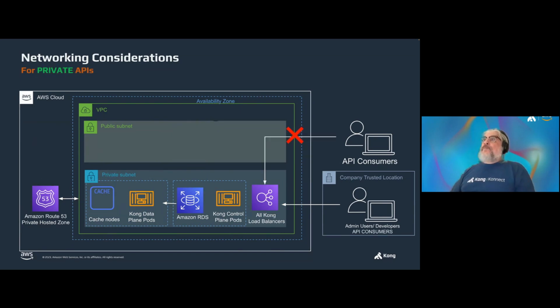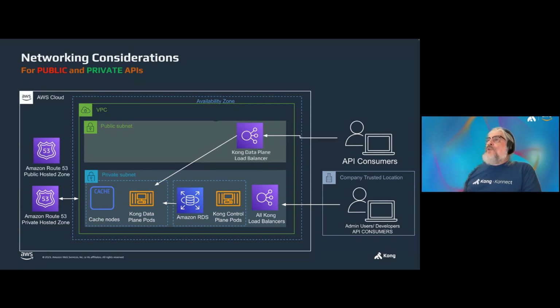So again, for private APIs, the APIs provided by the control plane should be private. In other words, the API consumers should never, ever hit the load balancer because, again, it has been deployed in a private subnet. And that's the way you can protect the control plane from the API consumers. Again, it's going to be exposed only to our administrators and developers, assuming that these specific developers have access to this control plane as well.